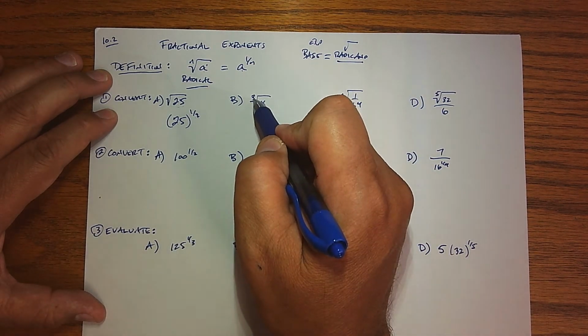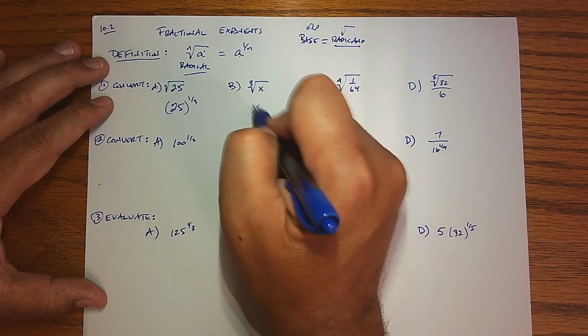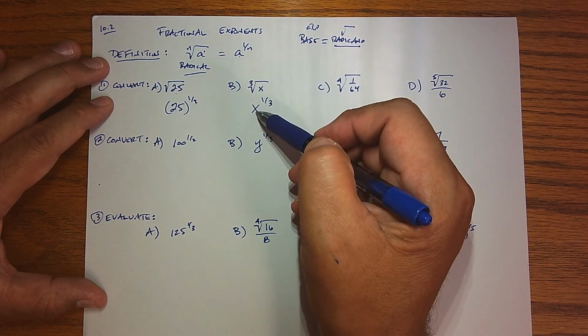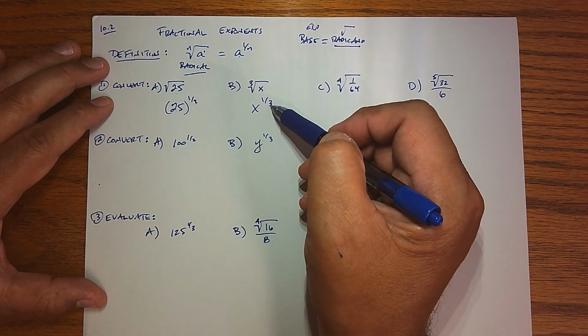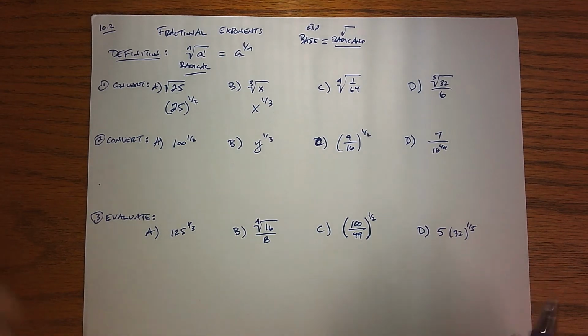In 10.1, we said this was the cube root of x, and in 10.2, we are saying that this is x to the 1/3 power. So again, the x turns into the base, the index becomes the denominator, and technically it's raised to the first power, so we get our 1 there. So x to the 1/3, and on and on and on.